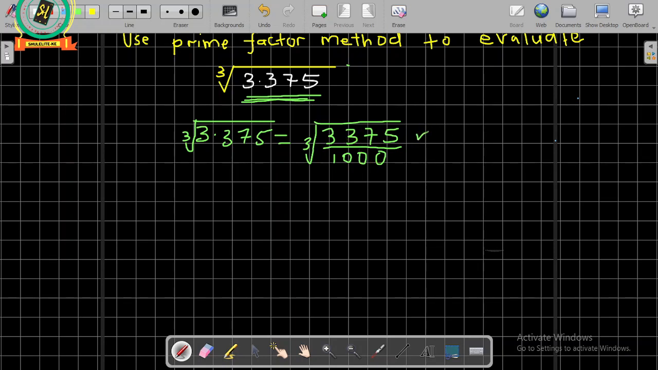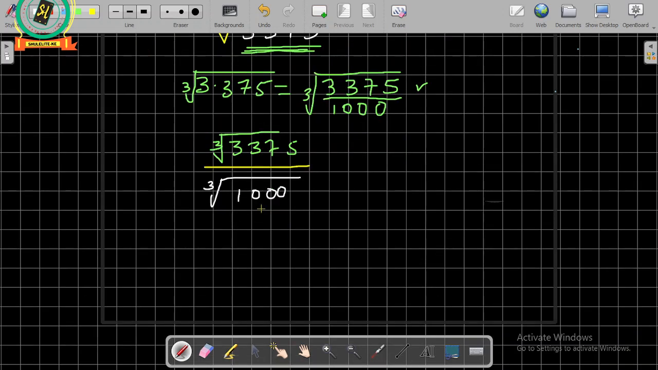So I have two numbers right now forming a fraction: 3,375 and 1,000. I'm going to separate them like this. I'm going to write the cube root of 3,375, out of the cube root of 1,000. If I do this separately, my work is going to be much easier.